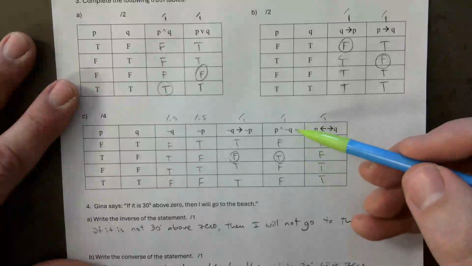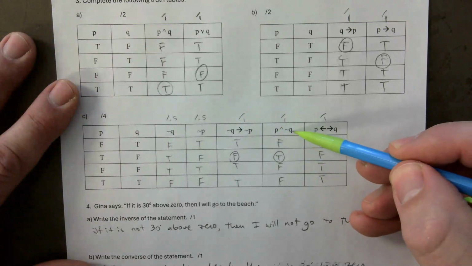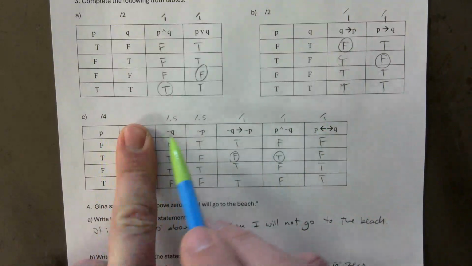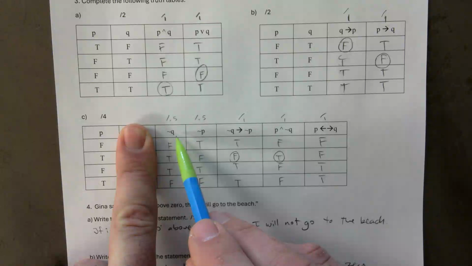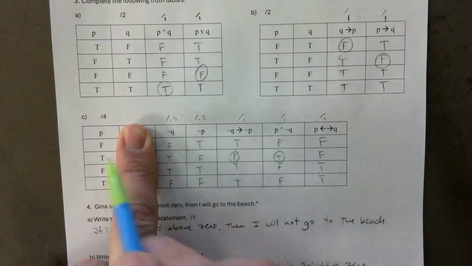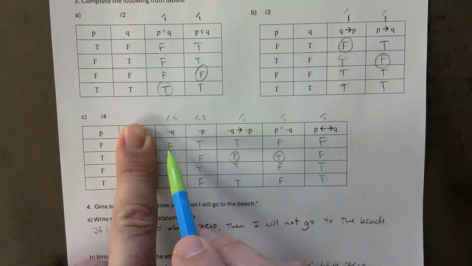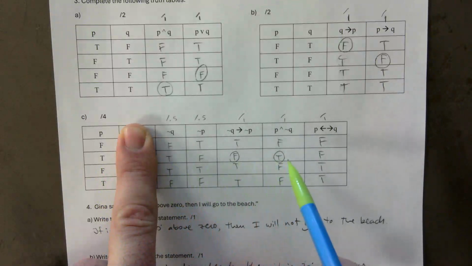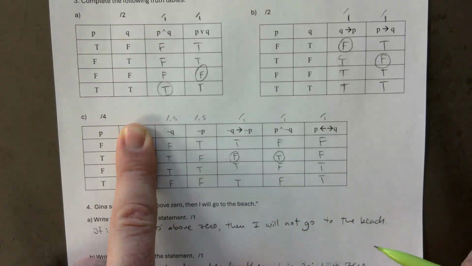Okay. P and not Q. So you kind of just think of this one and this one. And the and, you're looking for false and false. No, you're looking for true and true, sorry. T and T, that's my true case right there. Everything else is false.